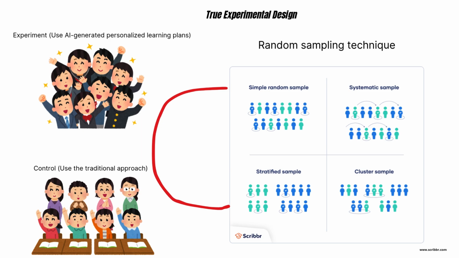The independent variable here is the type of learning plan, and the dependent variable is how well students perform, measured through assessments and grades. By manipulating the learning plans this way, researchers can compare the academic results and reduce any selection bias, giving them a better idea of how AI can benefit education.